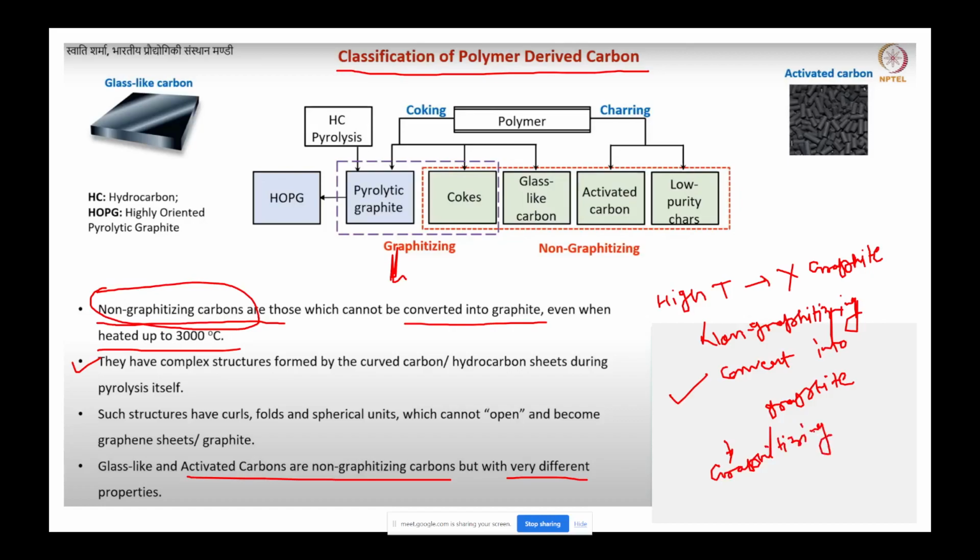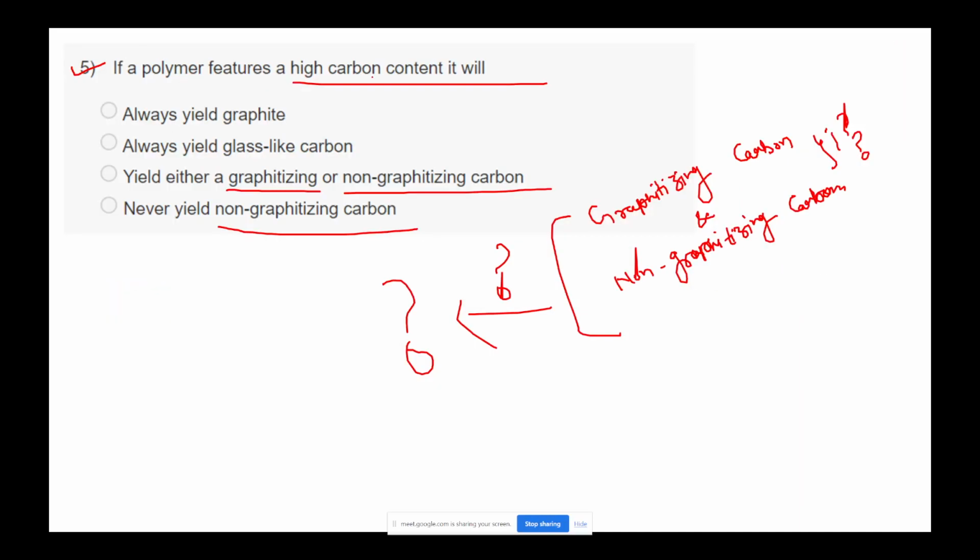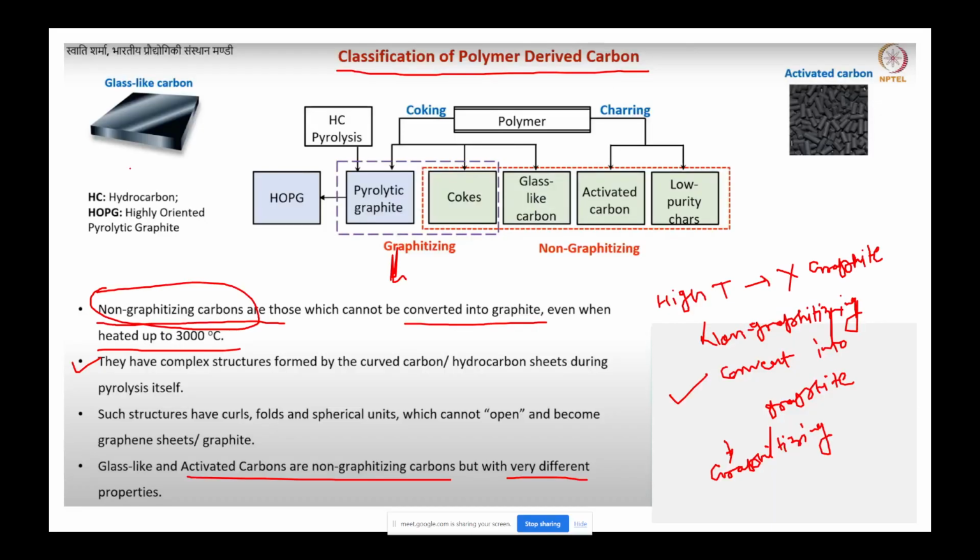Graphitizing carbon. Here in this question, the polymer features a high carbon content. Sometimes it can yield either a graphitizing or non-graphitizing carbon. It is not like it will always yield graphite, and it is not like it will always yield a glass-like carbon. Sometimes it is graphitizing, which means it can be converted into graphite, and sometimes it cannot be converted into graphite. So it will yield either a graphitizing or a non-graphitizing carbon.